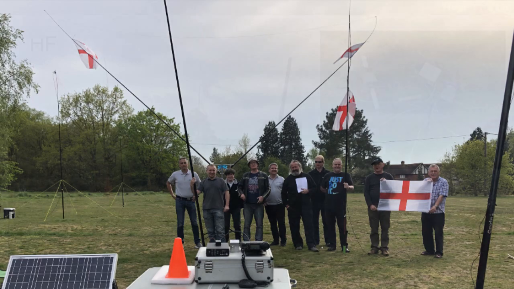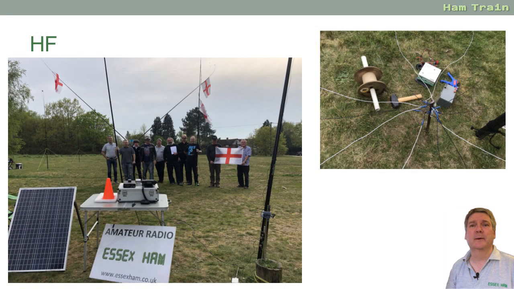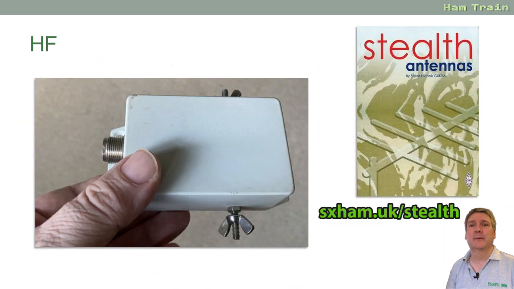With a vertical HF antenna, such as the ones pictured here, you'll also need to run out some radials to act as a ground plane. There's such a choice for setting up your HF antenna that we can't hope to cover them all in this video. We do recommend the book though, Stealth Antennas, and there's a link on our website.